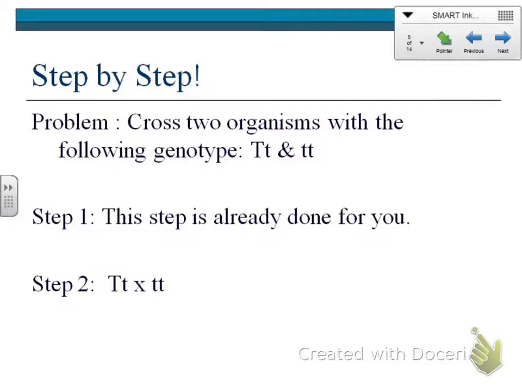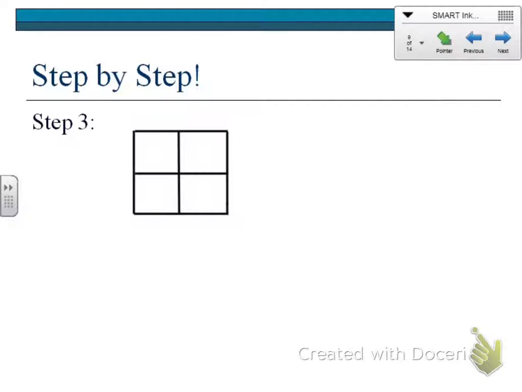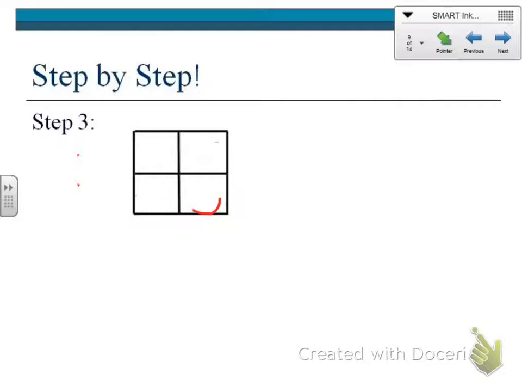All right, step 3. Somebody go ahead and read step 3 for me. Go for it, Kaylee. Draw a P-square. Now my rule with the P-square when you draw it, you want to make sure that you have room above it, room below it, and that you can write in each one of those boxes. So I don't care how big you make it, as long as you've got room on the side, room on the top, and that you can write in each one of those boxes. So you make it as big as it needs to be to fit those requirements.